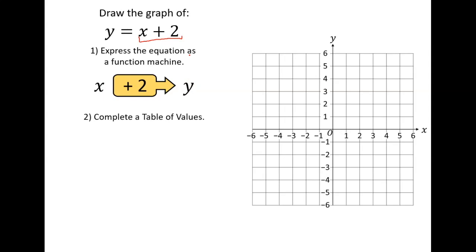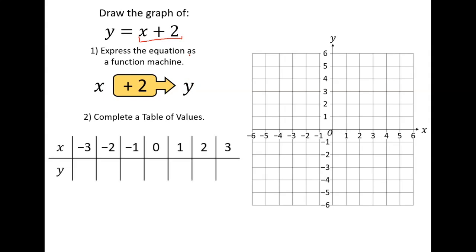So we start by just completing a table of values. In this example, I started at -3 and went all the way to +3. You don't need to do this many values. Actually, we'll see it in a minute. You only actually need 2 points to graph a straight line. But for the sake of practice and for the sake of getting to learn this, we're going to pick a few more. So I've picked my x to be -3.